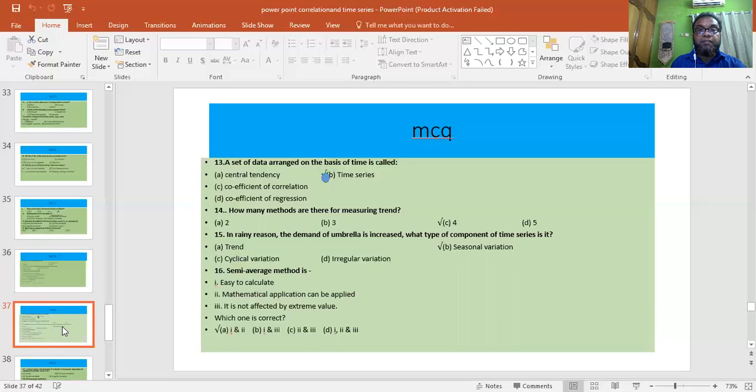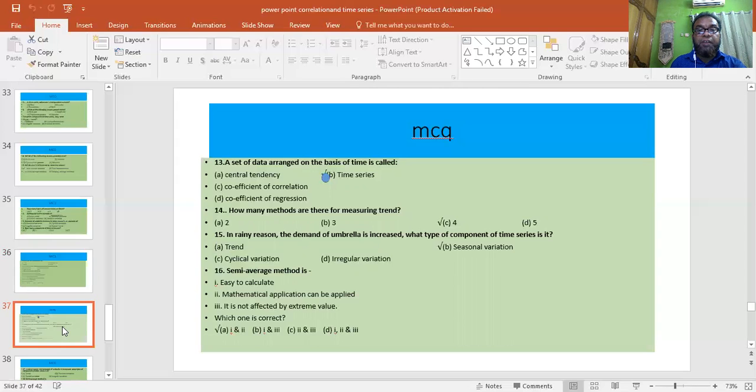Number 13, a set of data arranged on the basis of time is called central tendency, time series, coefficient of correlation, coefficient of regression. Time series.